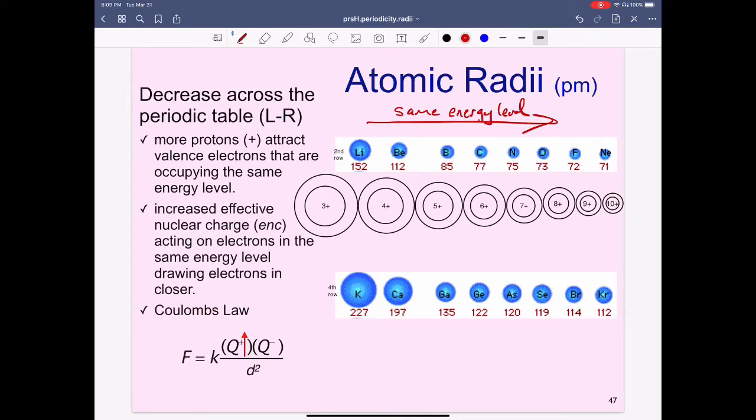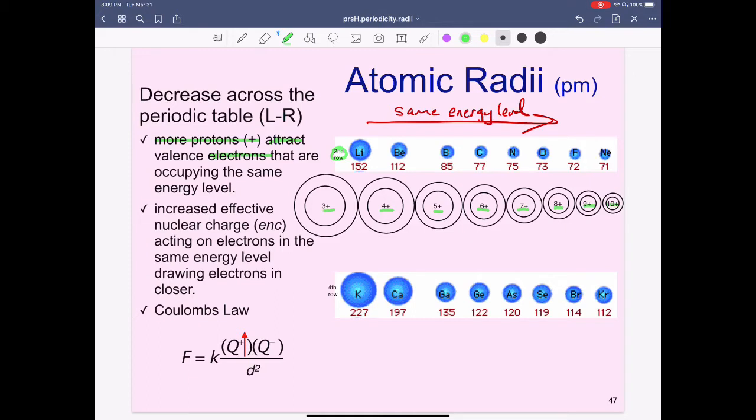But what really matters is the number of protons is increasing all the way across the periodic table, as I'm showing with lithium, beryllium, boron, carbon, nitrogen, oxygen, fluorine, and neon. You can see there's a steady one by one increase. And so that increased number of protons attracts the electrons that are in that same, in this case, second energy level, and the atoms will become smaller.